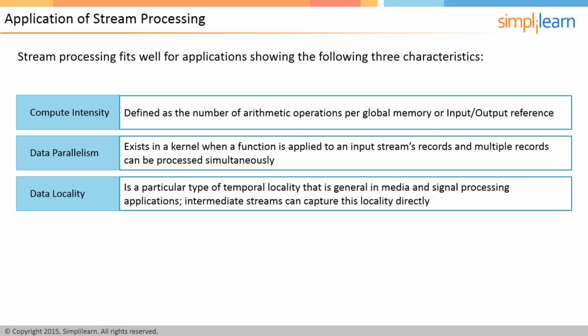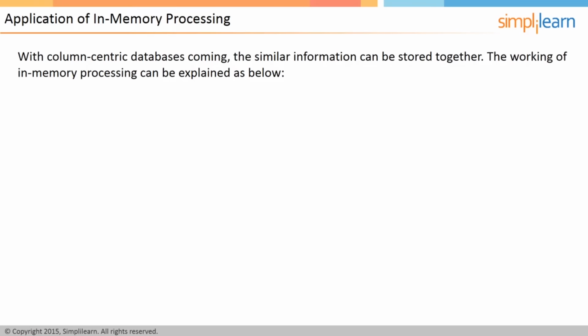With column-centric databases coming, similar information can be stored together, and hence data can be stored with more compression and efficiency. It also permitted storing large data amounts in the same space, which thereby reduced the memory amount required for performing a query and also increased the speed of processing.